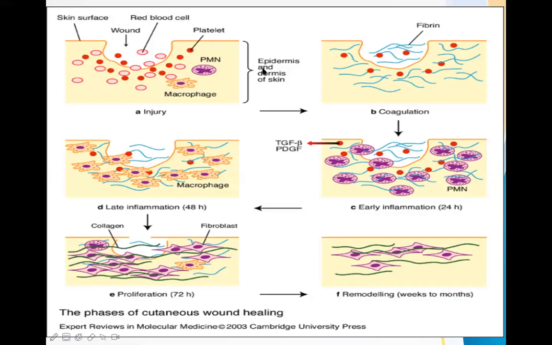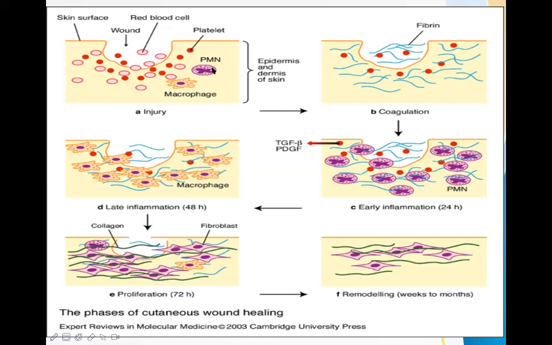Now, let me explain this for you. There is an injury here. How do we know there is an injury? See, this is a wound. There is a discontinuation of the skin. This is the skin surface, and this is the discontinuation of the skin surface, and this is caused by an external injury. That's why we call it a wound.